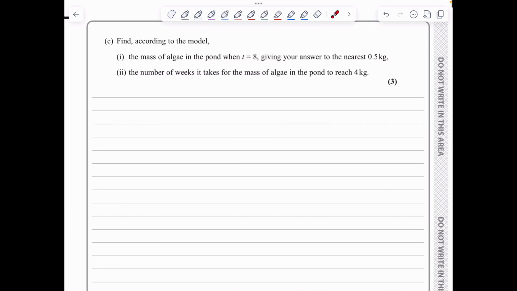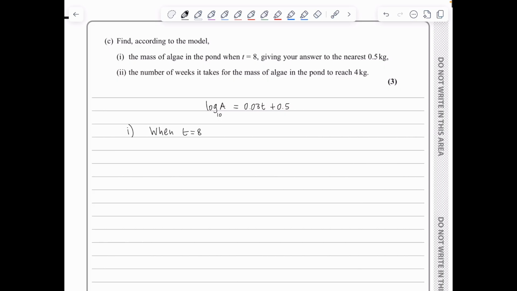And in part C, we need to find, according to the model, the mass of algae in the pond when T is 8, giving our answer to the nearest 0.5 kilograms, and then the number of weeks it takes for the mass to reach 4 kilograms. So this is the model we were given by the question itself. So I'm not using my model because I'm using rounded values. I'm not sure whether I have the right answers, but this is given in the question. This is surely correct. And the first thing we need to do is find A when T is 8.